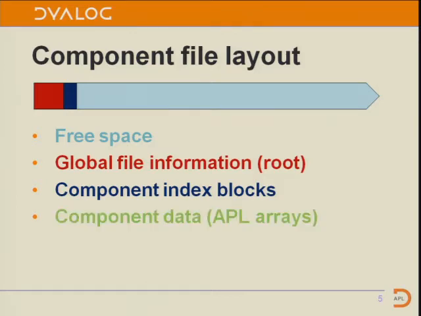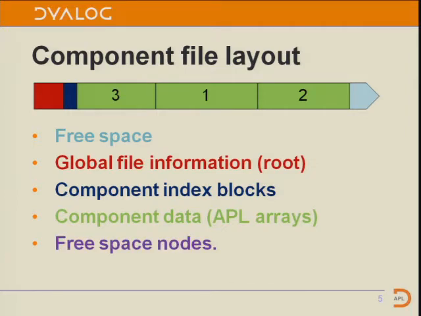Then we put the actual component data itself. Here there's 3. They're not in any particular sequence, as you can see. And normally there would be gaps between them as data was written and taken away. These gaps would close up. And finally, every piece of free space has a little node at the start of it which links all the free spaces together. And again, we can search through these very quickly to find a piece of free space that we need when we're updating the file.